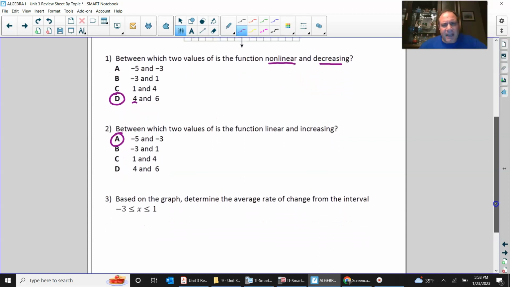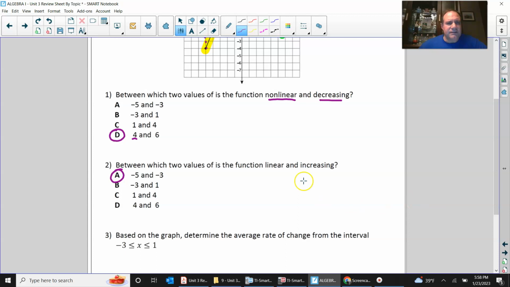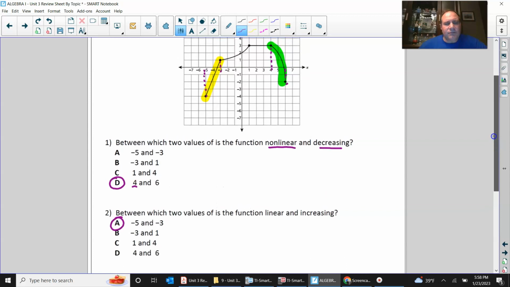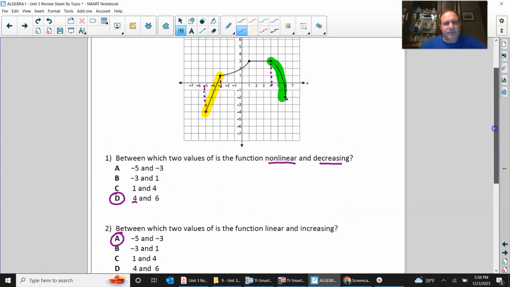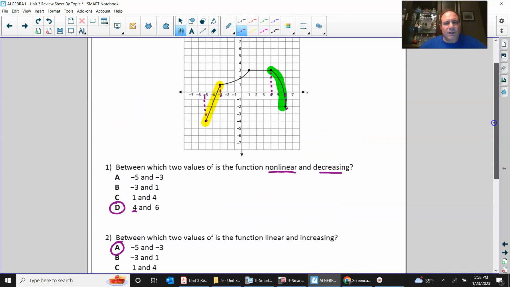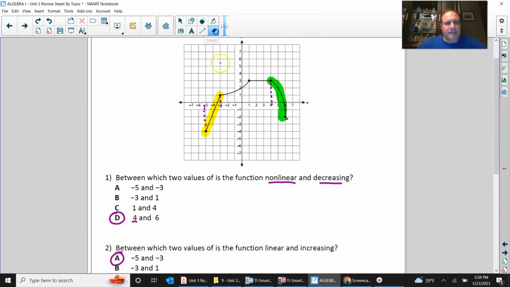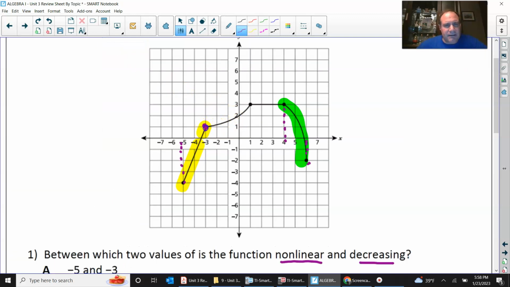And based on the graph, determine the average rate of change from this interval of x is greater than or equal to -3 and x is less than or equal to 1. So we're going from -3 to 1 and including these. So I'm going to erase this. So we're talking about this point here. And let me get back to page width here. All right, so this point right here to this point right here. Those 2 points. So that is -3, 1.